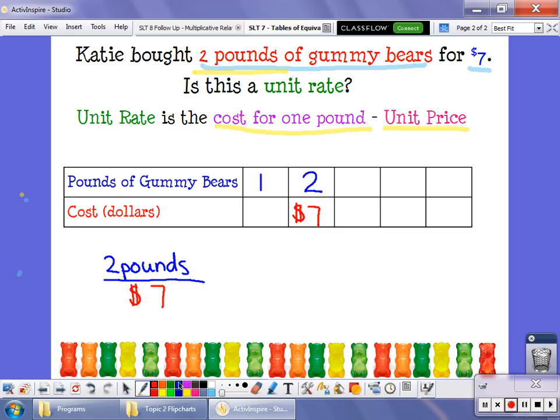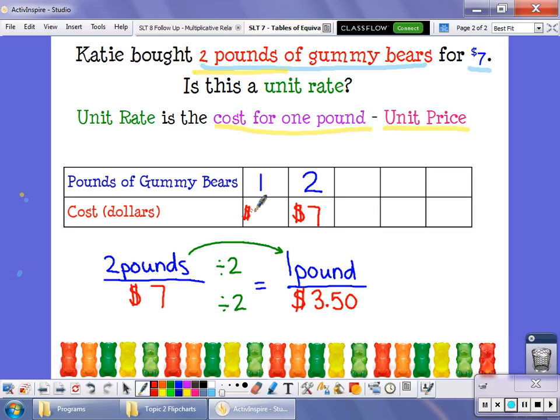But what I want is not 2 pounds of gummy bears. I just want to know how much 1 pound would be. So remember, when we did our unit rates, what we had to think about is what do I need to do to go from 2 pounds to 1 pound? And the answer is I'm going to divide by 2. So if I divide by 2 for my pounds, I have to divide by 2 for my cost, and we're going to find that this would equal $3.50. So 1 pound of gummy bears is going to equal $3.50.